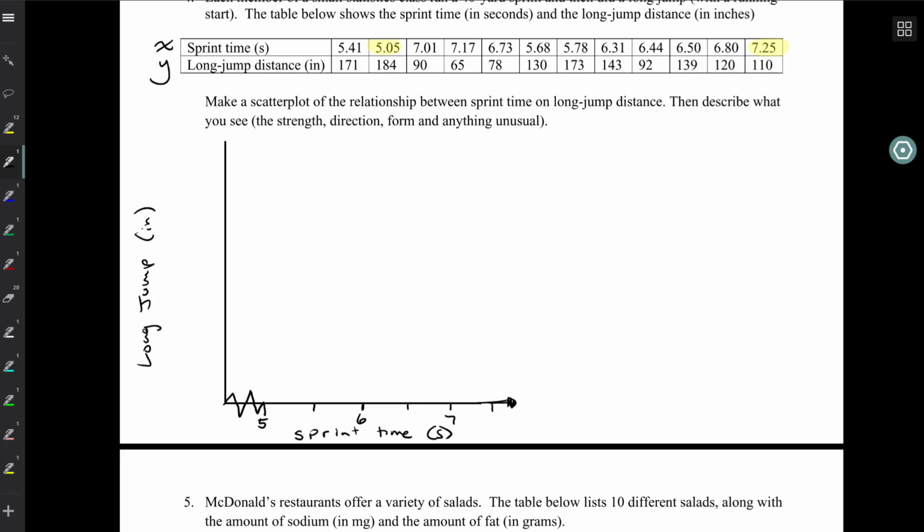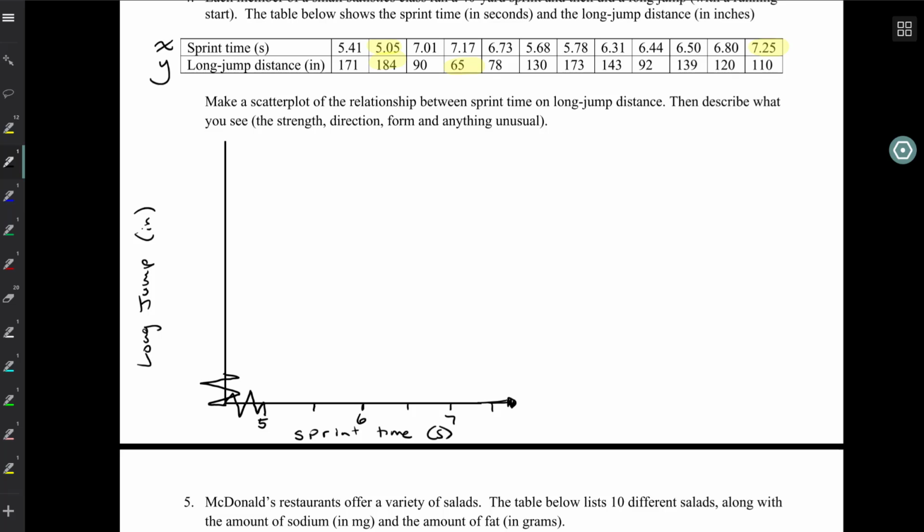Now, on the y-axis, what's the shortest long jump distance? Our shortest long jump distance looks like it was 65 inches, while the longest was about 3 times that, almost 184 inches. So again, we've got a ton of wasted space, and the vertical distance isn't going all the way up from 0. That's not what we really care about. We are looking at the relationship between the x and y value, not just the starting point, the x-axis, and all the way up to its height of the y value. So we can actually use a broken line for quantitative data and scatter plots, and we'll do that here too.